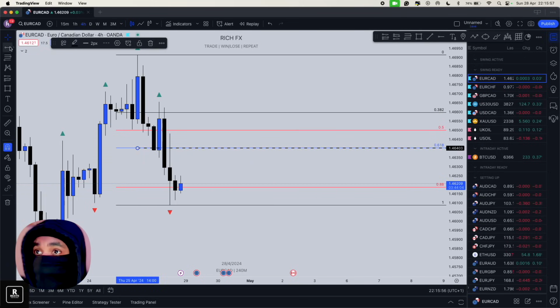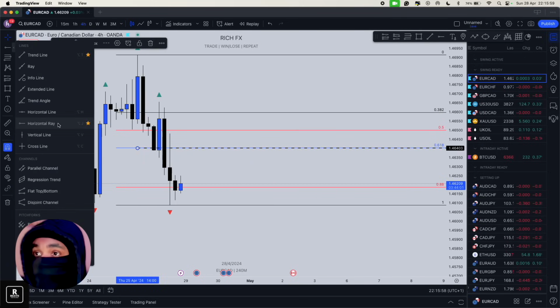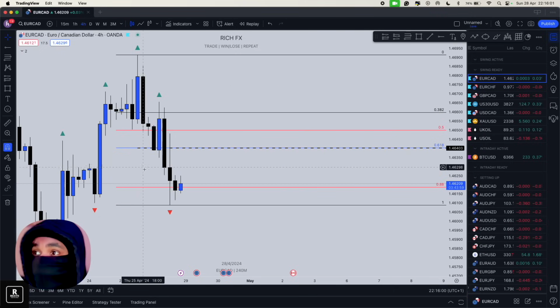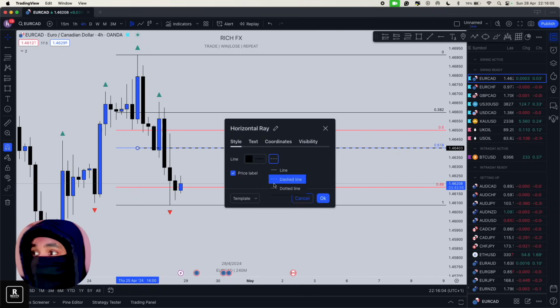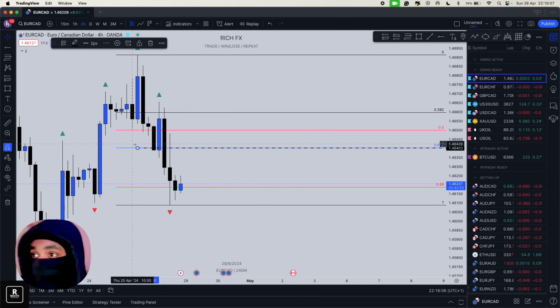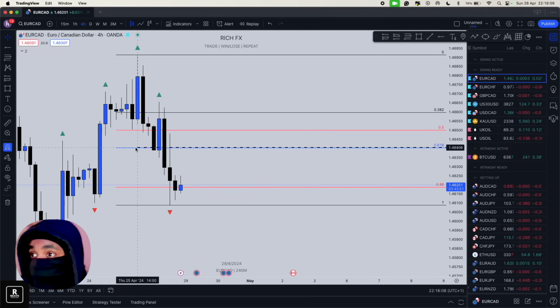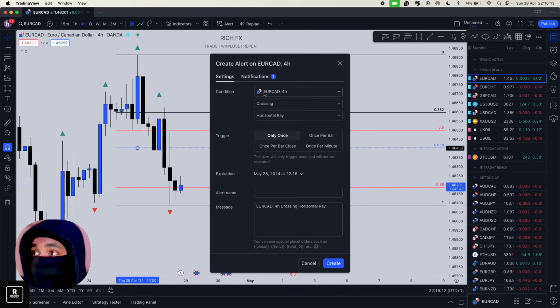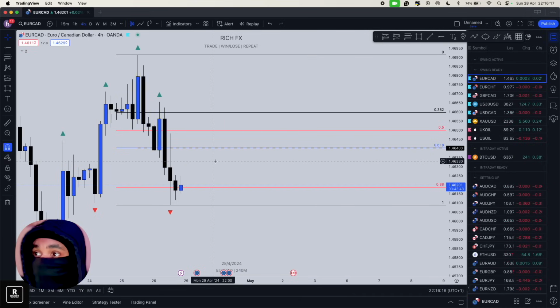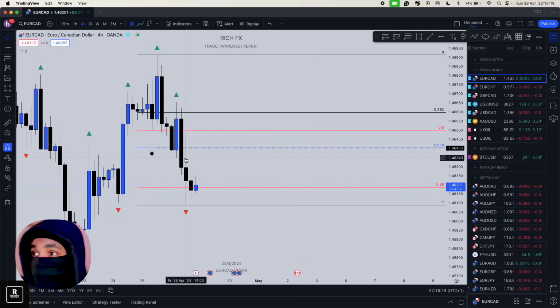I would get a horizontal ray tool, which is here. Obviously you can change the lines if you really wanted to. In this case, so that I can see it, I fill it as dotted lines. But what you want to do is set it for crossing up once per bar close, and we would wait for the 4-hour time frame to close above the 61.8.